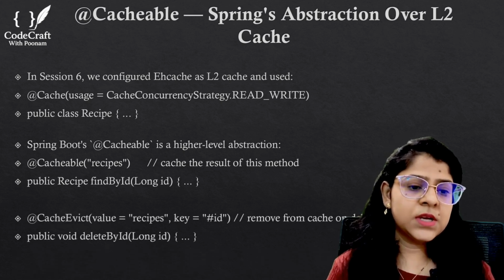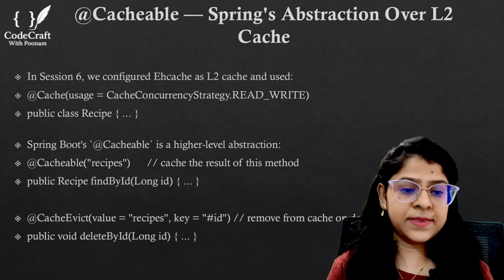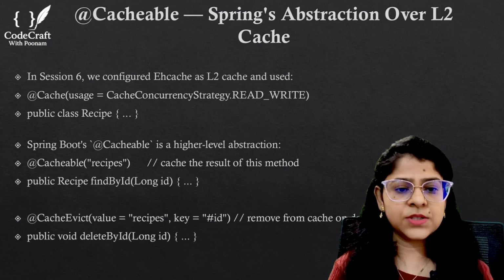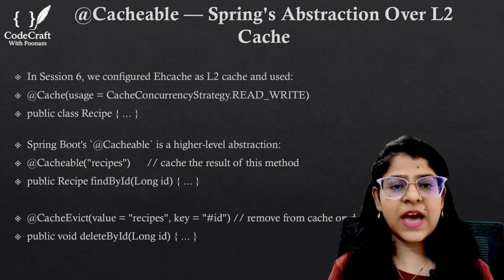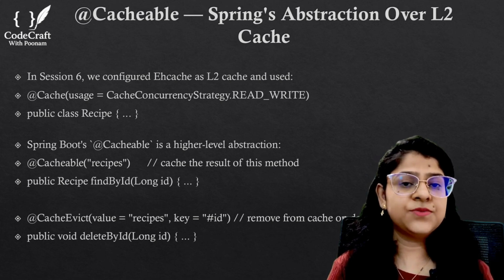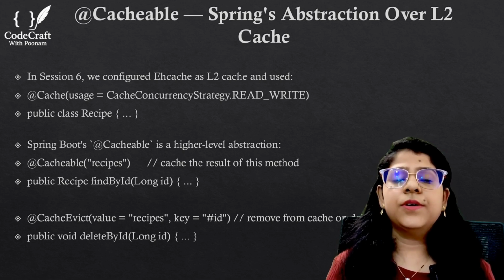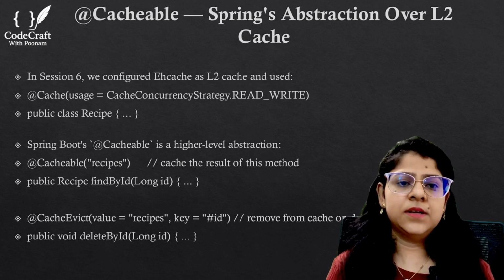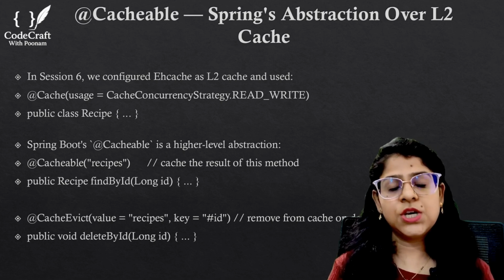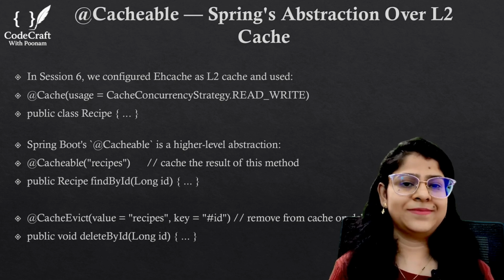And when you use @CacheEvict with the method deleteById, here you will be giving the value and key. So this will remove from the cache on delete. These are a few examples which I am providing for your understanding. Here the concept is identical, that is cache results, serve from memory, evict on change. Spring just provides a cleaner API on top.